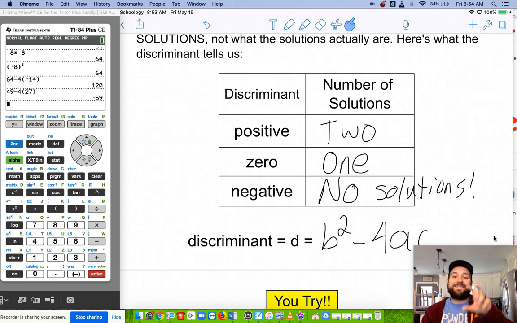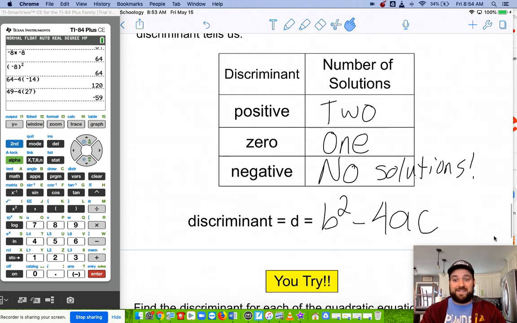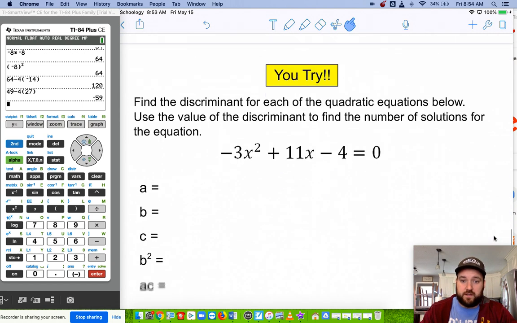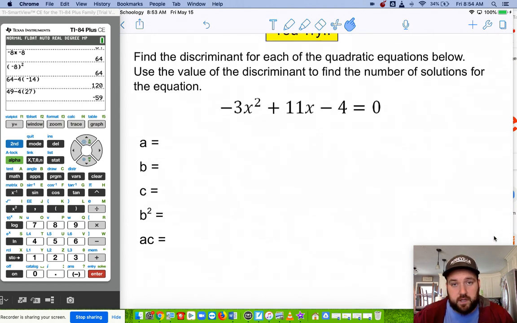This is the summary. Okay. I'm not going to do a summary for this video. The summary is this slide. 2 solutions, 1 solution, no solutions, and it's b squared minus 4ac. So go ahead and give this discriminant a try. See if you can figure out how many solutions there will be, and then we'll wrap this up.